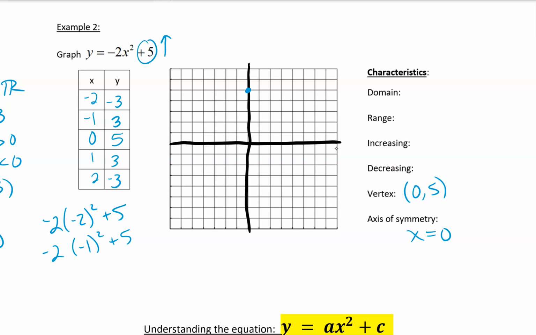And then we have the points -2, -3, -1, +3, 1, 3, and 2, -3. So we see this one is a vertical stretch because it has the 2. It's a reflection in the x-axis because it's a -2. And it's a vertical translation up 5.